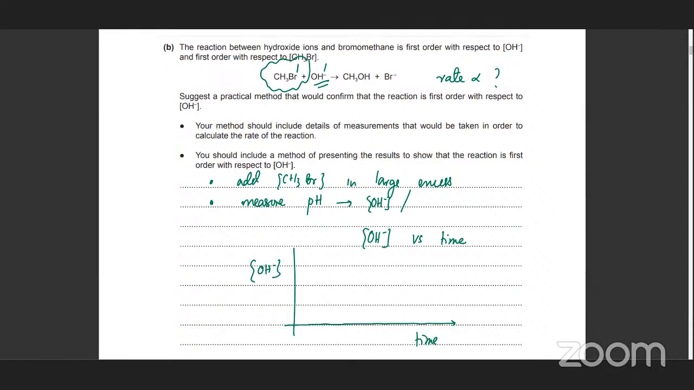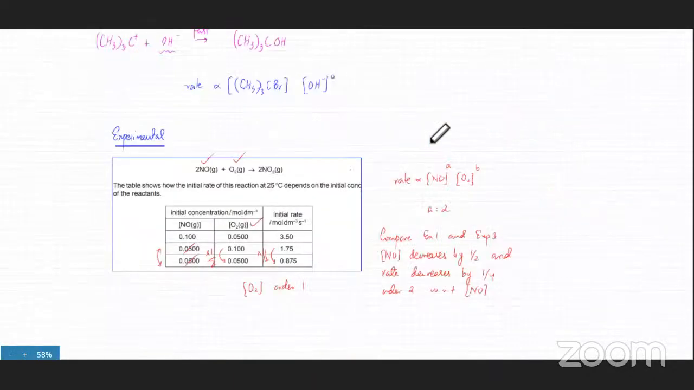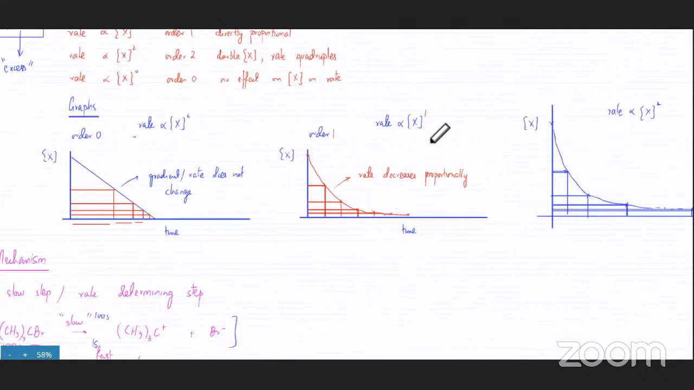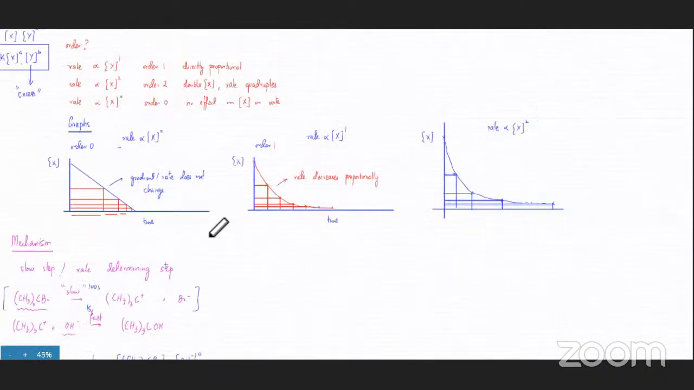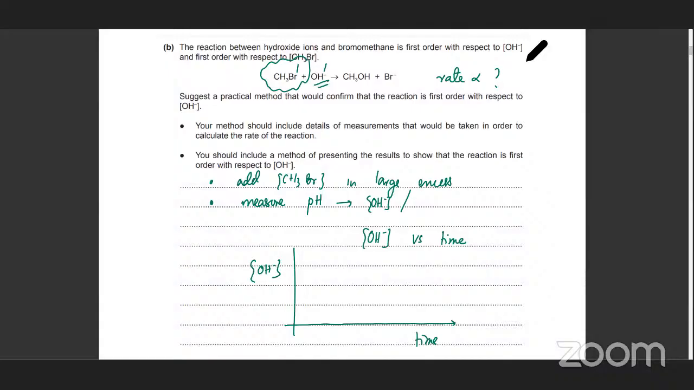And if it's order 0, तो फिर ये graphs आ जाएंगे जो 3 graphs ही plot किया है, depending on the shape of the graph. How does it decrease? ठीक है, if it's order 0 तो वो फिर decrease होगा, speed would not change. Order 1, if it decreases, it slows down. The speed slows down. So it's going to be order 1 if the half-life remains constant, and if the half-life doubles, that means it's order 2 होगा. Also, you should include a method of presenting the results to show that the reaction is first order with respect to OH minus ions.